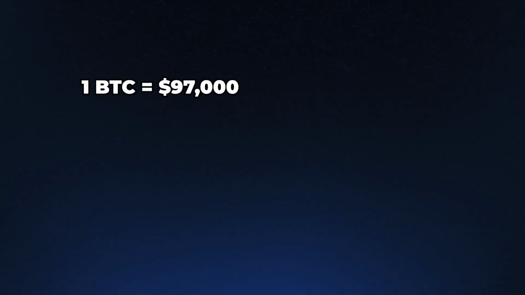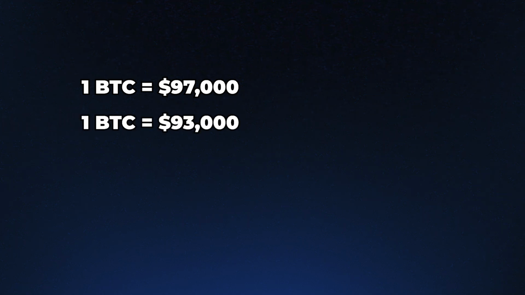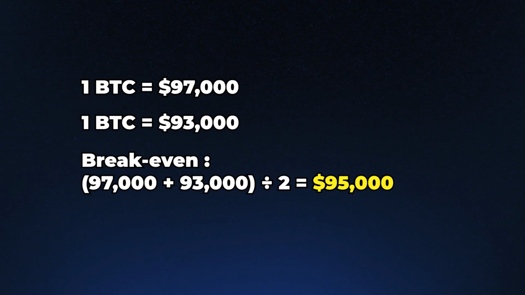If you bought one Bitcoin at 97,000 and another at 93,000, your break-even point is calculated as 97,000 plus 93,000 divided by 2, which is 95,000. But what if you sold a portion of your holdings?